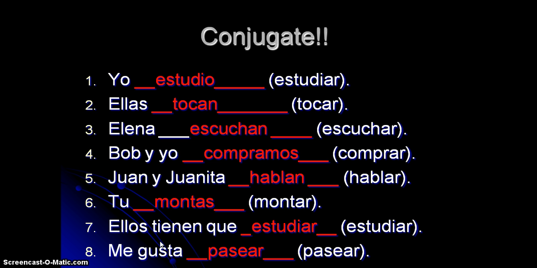Let's first start with número ocho. Me gusta pasear. I like to walk. If I conjugated pasear to paseo and said me gusta paseo, it would mean I walk, which doesn't make sense. Me gusta is already conjugated to mean I like, so pasear is good to go. Now número siete: ellos tienen que. That means they have to. If I said they study, they have to, that doesn't make sense either. So these two do not get conjugated. Whenever you see tener que and me gusta, that should say, hey, stop! Don't conjugate.